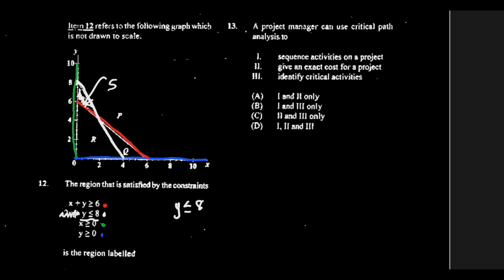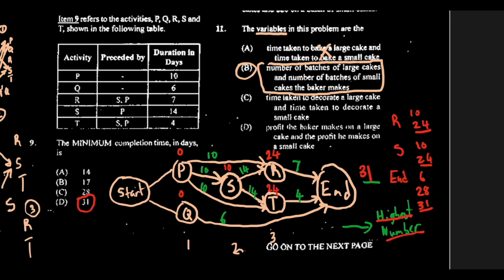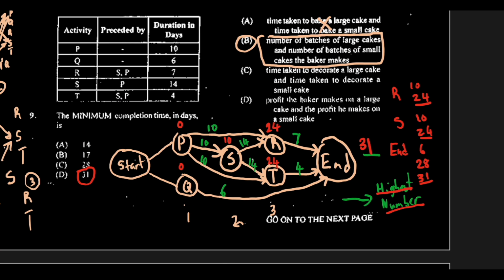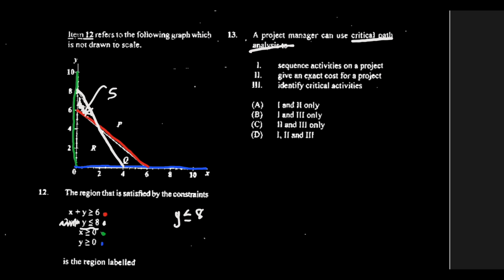So it says a project manager can use critical path analysis. Critical path analysis. So this is similar to what we were doing over here, but we didn't do the critical path part. So the critical path analysis to sequence activities on a project.